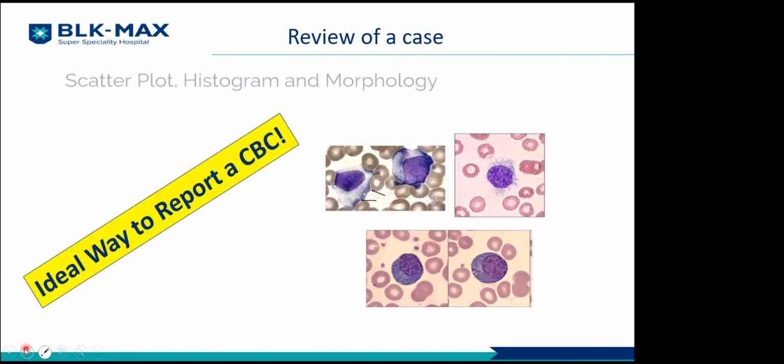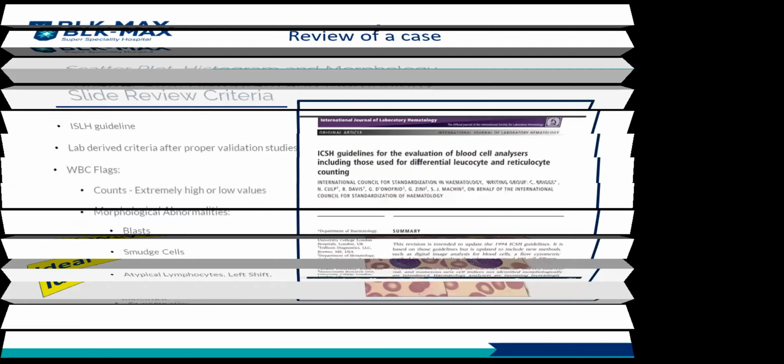Now, when you review a case, you will look at the scatter plot, you will look at the histograms which are available with you, and of course, finally the morphology. And when you get all these different cells, whether WBCs, RBCs, etc., you are actually reporting, in an ideal fashion, a complete blood count. And that's where the important point of morphology starts coming in.